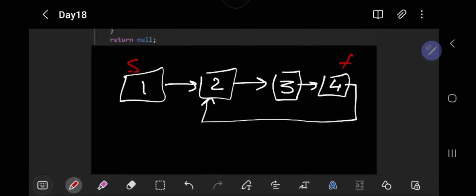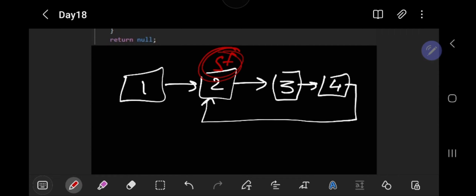This is our head, right? This is our head. So send slow to head. Now move slow by one step further, and move fast by one step further, till they meet each other again. Now if we move our slow one step further and fast one step further, they are meeting over here only. So this is a simple case. We'll do a dry run over bigger cases.